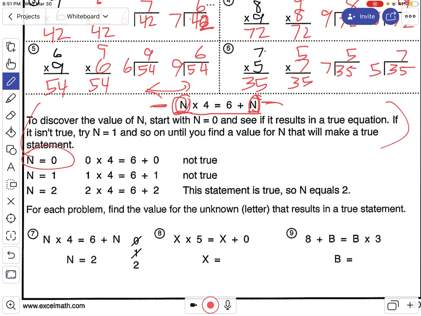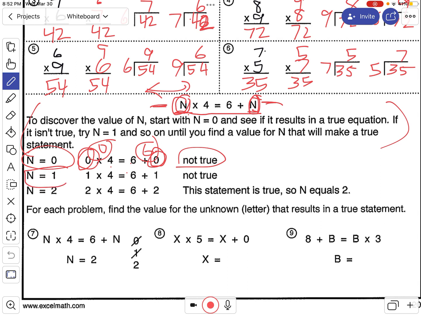If n were 0, then in place of the n, you'd put a 0 there and a 0 on the other n. See that? 0 times 4 is 0, and 6 plus 0 is 6. Well, 0 is not equal to 6. So 0 does not work in that number sentence. That is not true. So therefore, n cannot be 0.